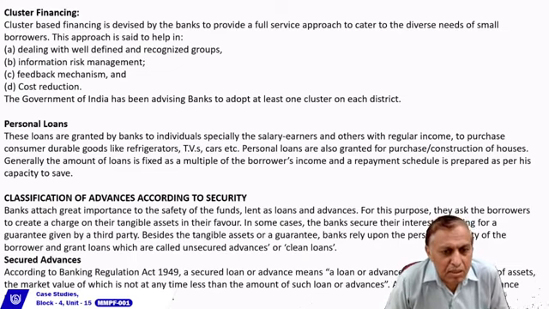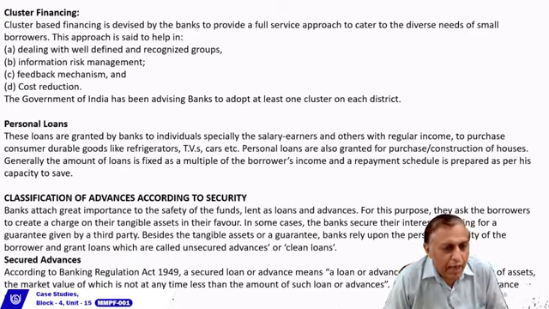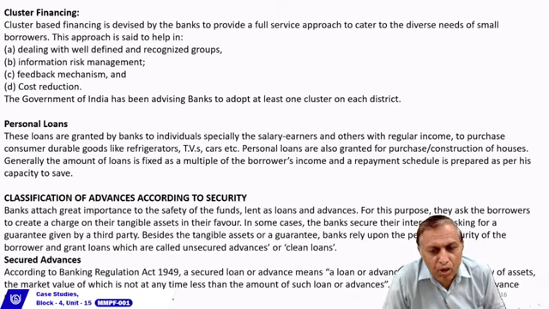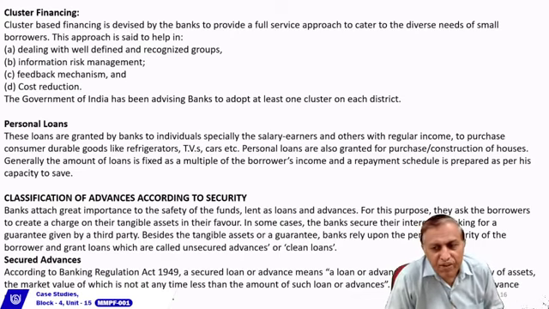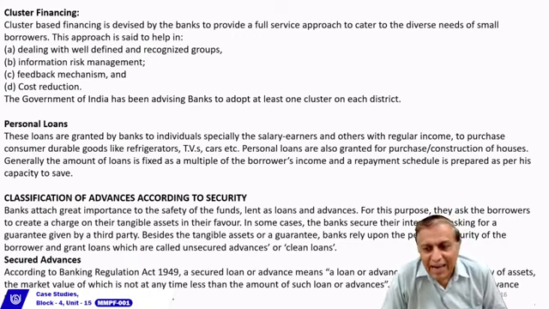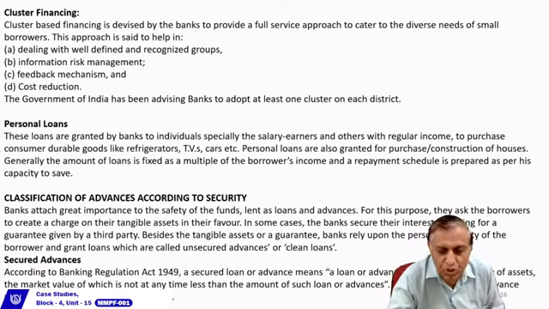Classification of advances according to security. Secured advances. According to the Banking Regulation Act 1949, a secured loan or advance is a loan or advance made on the security of an asset, the market value of which is not at any time less than the amount of the loan or advance. An unsecured loan or advance means a loan or advance not so secured.